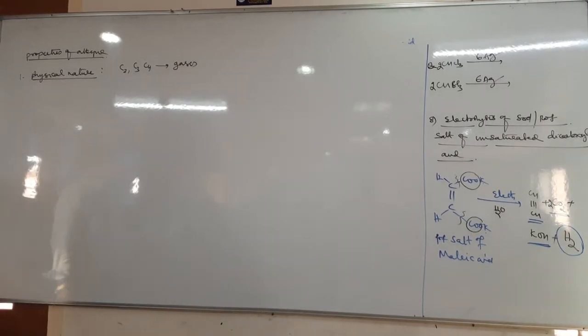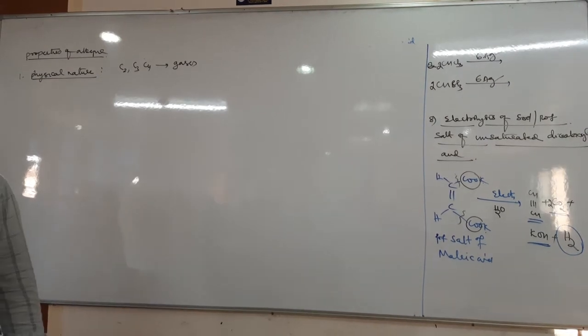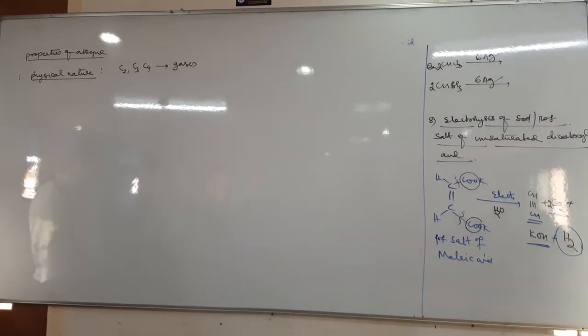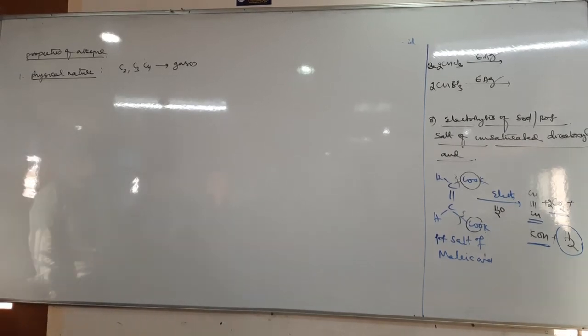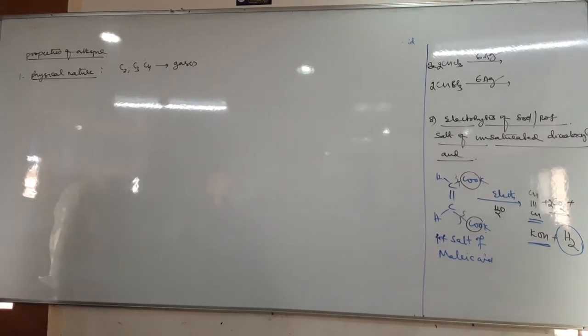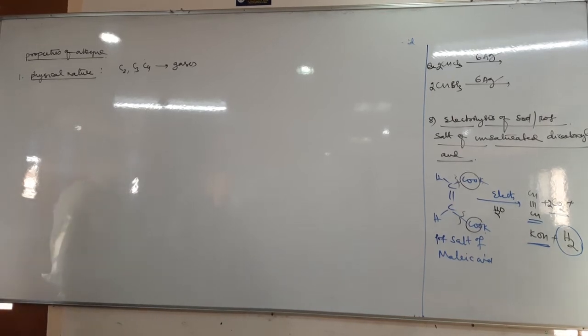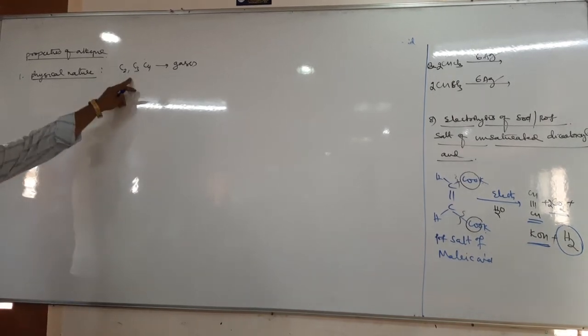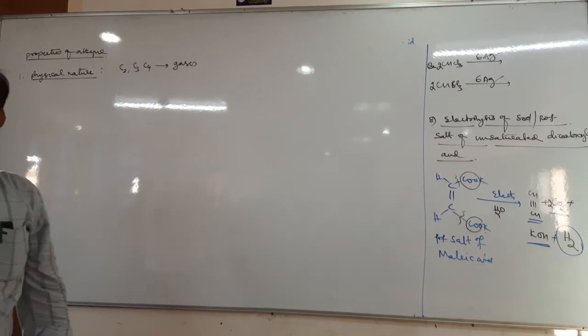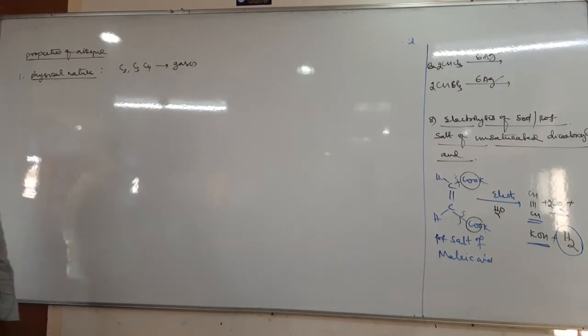Means ethyne, propyne, butyne. Is methane possible? 1 carbon alkyne? Okay, you only prepare it. Whoever has not prepared, you can do it. So ethyne, propyne, butyne, these first 3 alkynes are gaseous in nature.